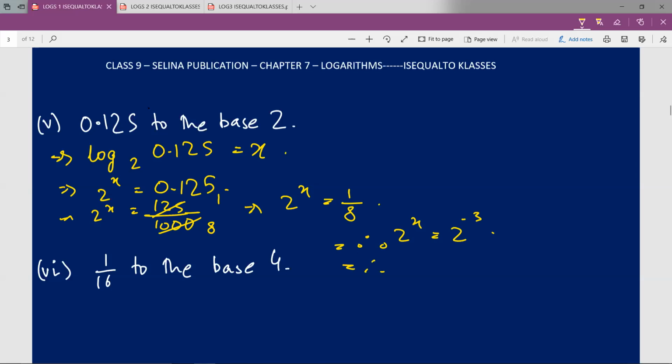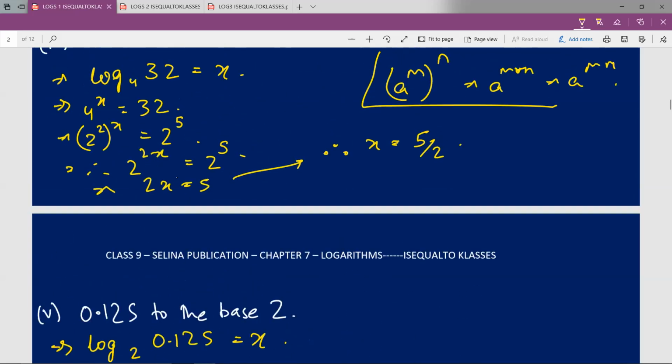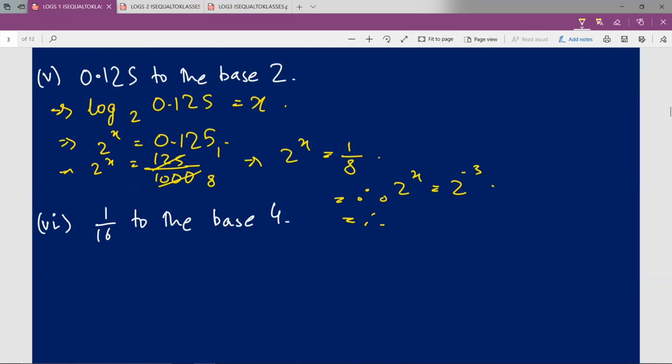So as I've said before in the fourth question, according to some law of exponents, if on both the LHS and RHS the bases are same, I could write this as x is equal to minus 3. So this is our final answer. x is equal to minus 3.